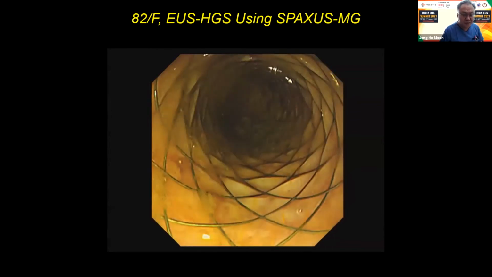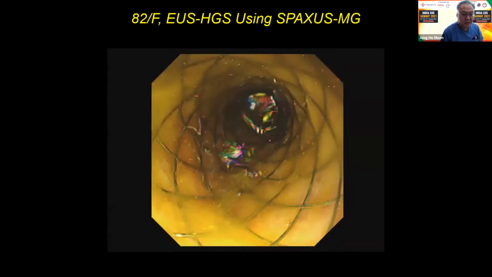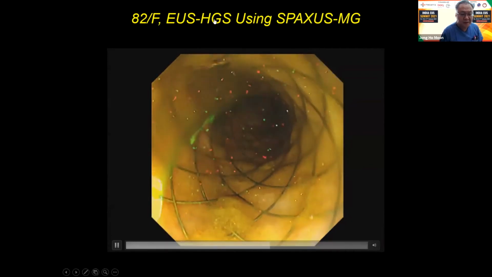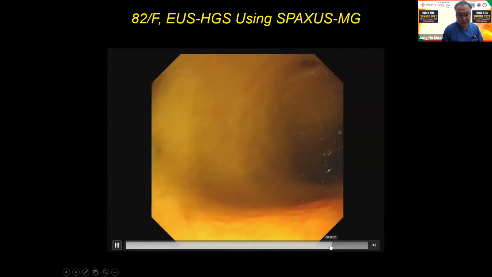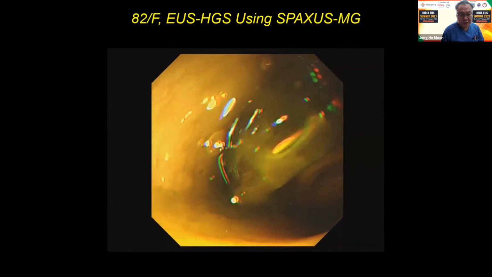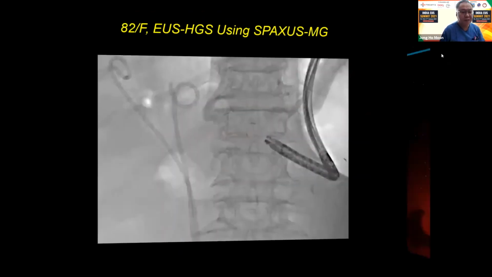Now you can see the deployed stent and a scope inserted inside the bile duct with careful insertion. And finally, you can see the hilum here. And from here, you can make some good intervention through the metal stent even after EUS-HGS.